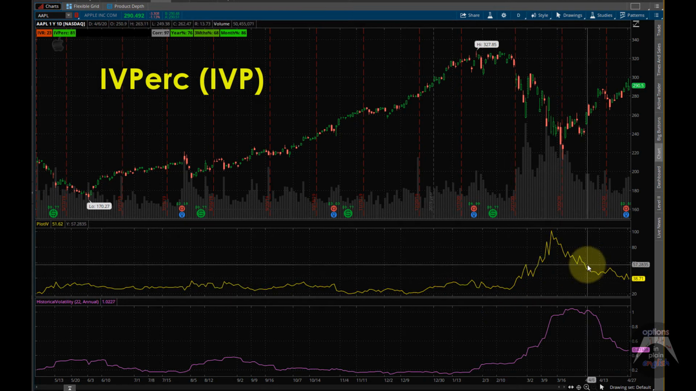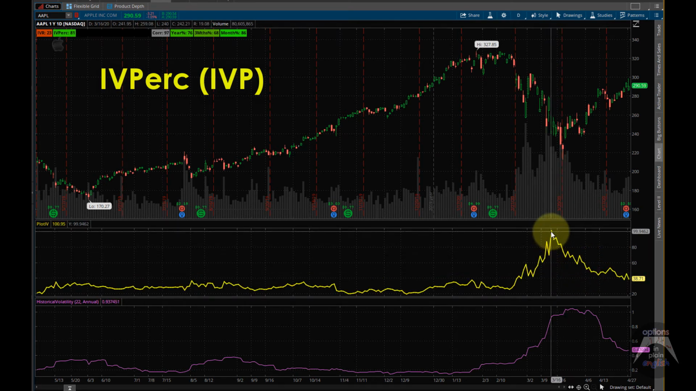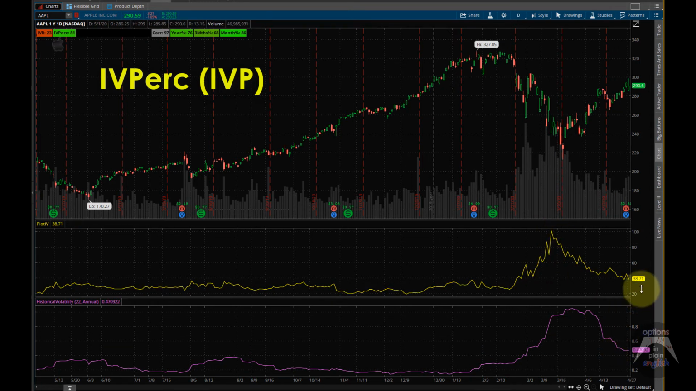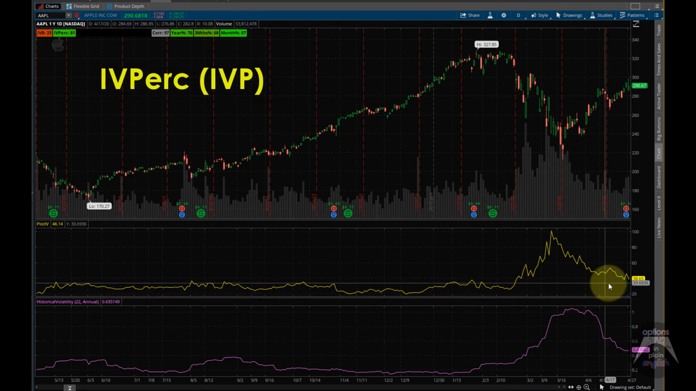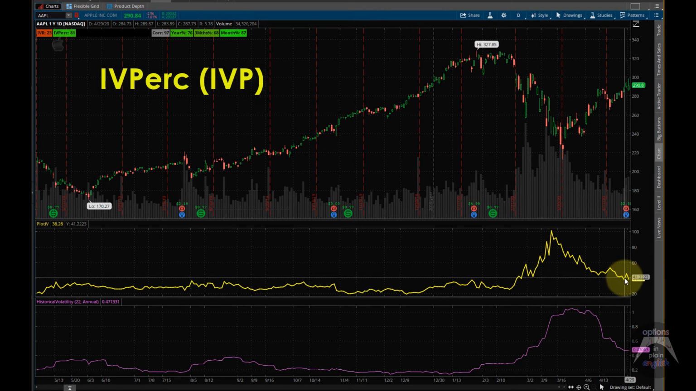So IV percentile is calculated a little bit differently and addresses the problem of single instances that skew the number for IVR. IV percentile looks at where the IV is, and then it goes back 1 year and counts how many instances out of the last year were higher than where I am now and how many were lower. If all of them were lower, then I'm at the top and I would get a 100. So it's scaled from 0 to 100, similarly to how IVR is scaled.